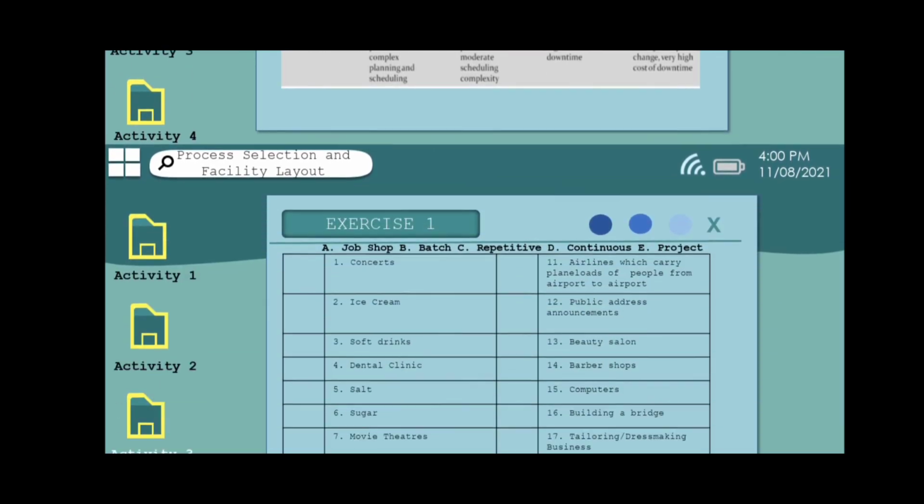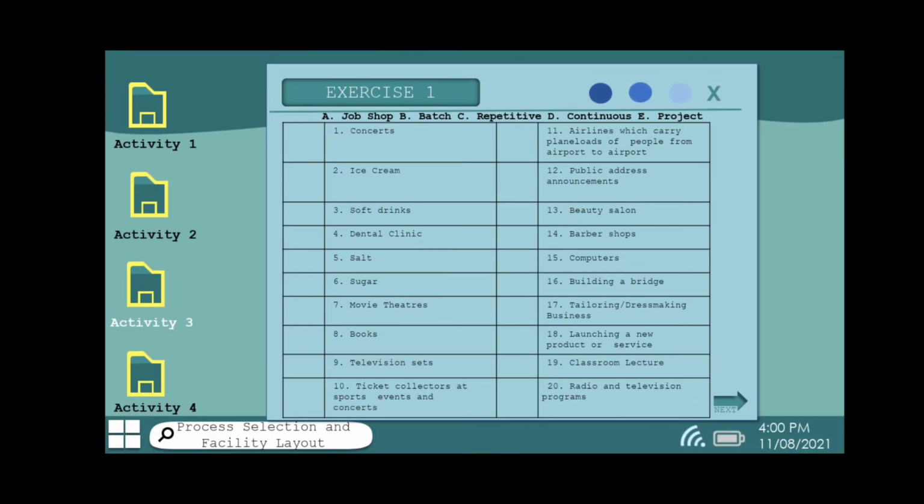Now let's proceed to Activity 3, Exercise 1. Let's identify the following items accordingly, whether it is a job shop, batch, repetitive, continuous, or project. So number one, concerts is a batch. Number two, ice cream is a batch also. Number three, soft drinks is a batch also. Number four, dental clinic is a job shop.